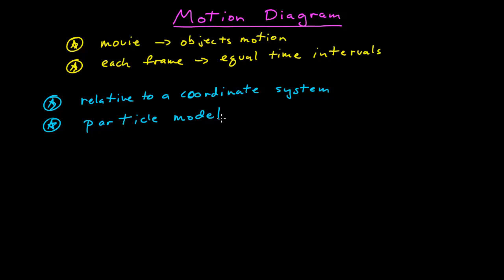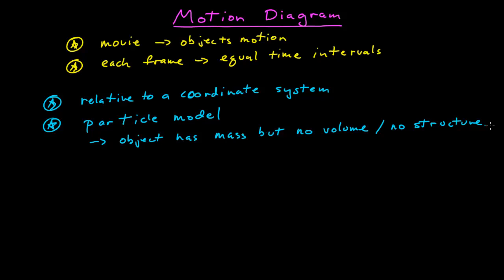A particle model essentially means we represent our object by a single point in space. To emphasize, a particle model means the object has mass but no volume. That also means necessarily no structure. I can represent my object by a single point in space, which is what I mean by a particle.